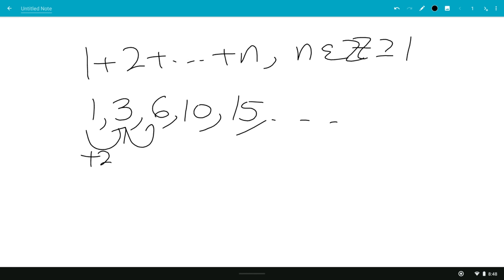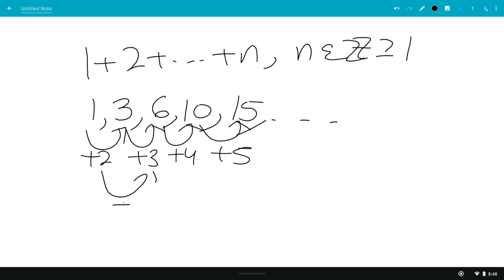From 1 to 3, you have to add 2. From 3 to 6, you have to add 3. From 6 to 10, you have to add 4. From 10 to 15, you have to add 5. And you can see that this is just adding 1 every time.